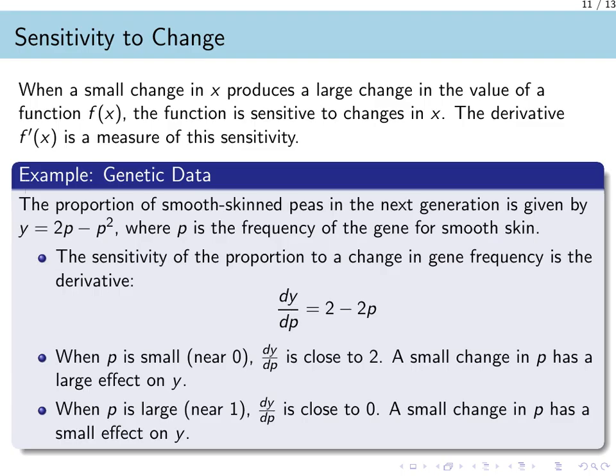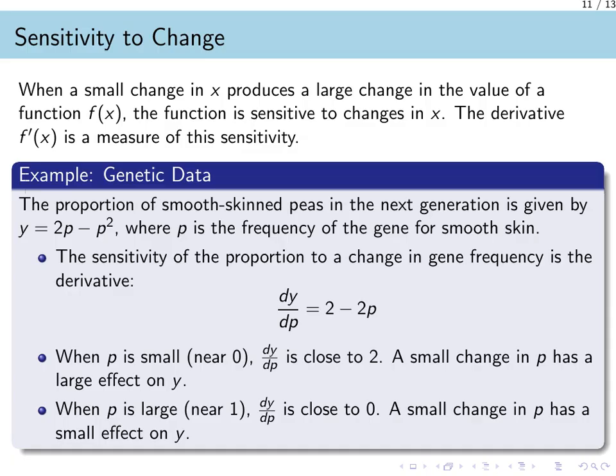We can use the derivative to measure a function's sensitivity, which tells us how much its output changes in response to a small change in its input. A function is considered sensitive when a tiny adjustment to the input variable, x, produces a large change in the function's value, f of x. The derivative, f prime of x, is our precise measure of this effect.